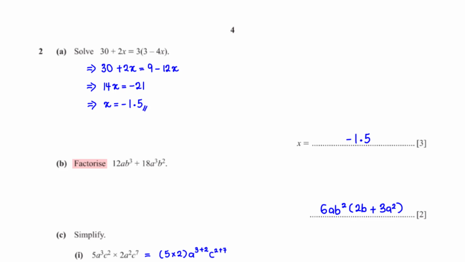Factorize 12ab cubed plus 18a cubed b squared. The common factor is 6ab squared. When we factor that out, we are left with 6ab squared times (2b plus 3a squared).